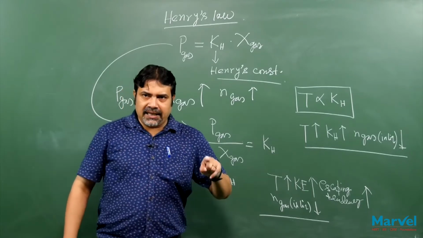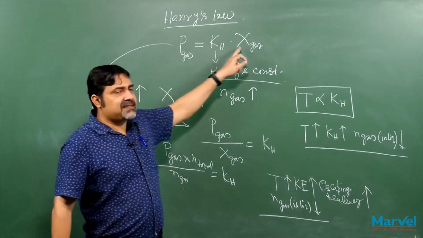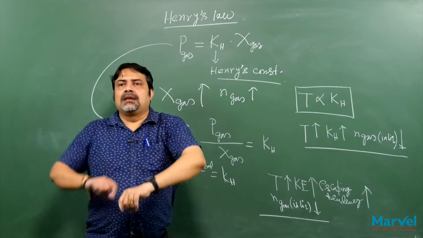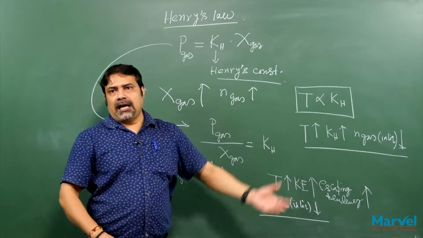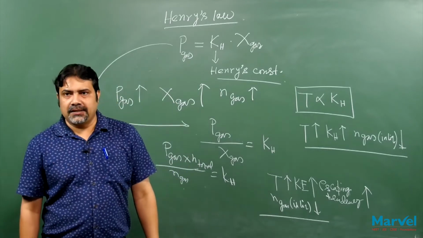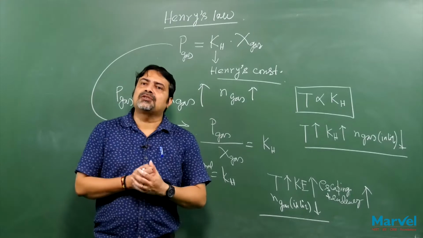So that is what Henry's law is. As pressure increases, the number of moles of the gas which is soluble in the liquid will be more. That is why, after opening, the carbon dioxide comes out very fast, from high pressure to low pressure. Got the point? And now there is a huge application in the scuba diver.